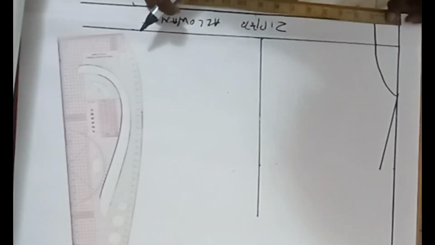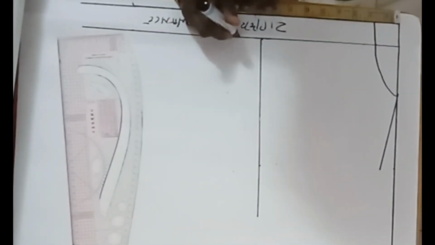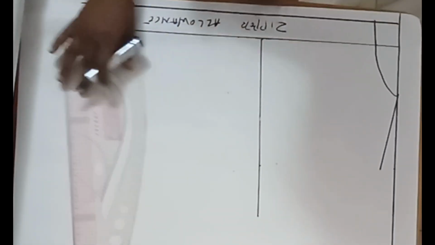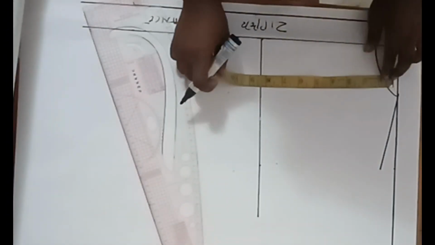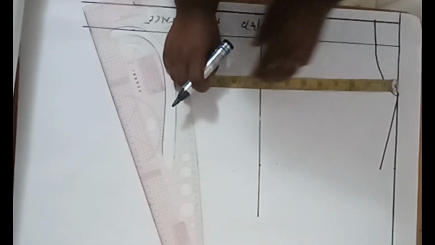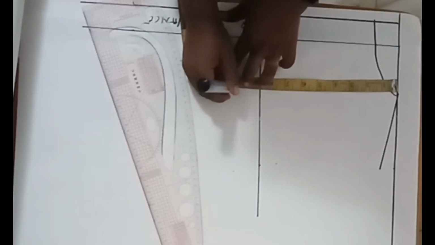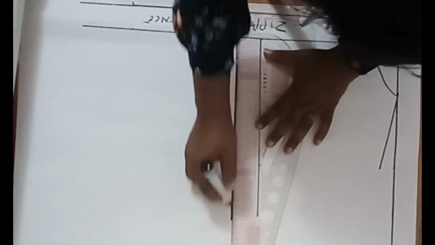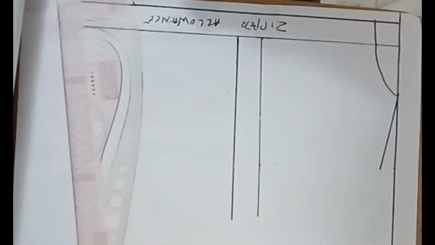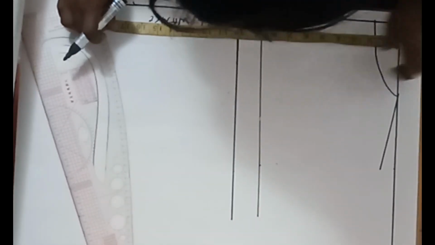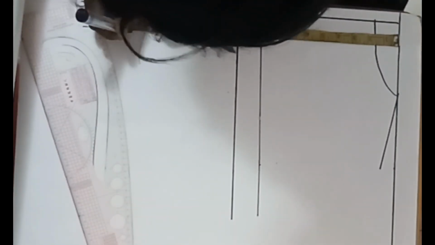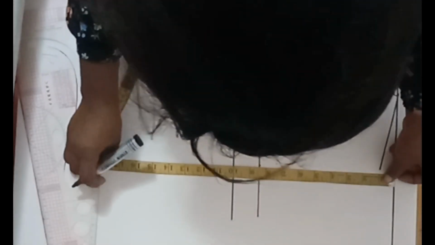Anyway, if you have a tracing wheel, you can use it to trace the front onto the back pattern, so you wouldn't need to measure all of this again. I'm just doing this so that if there are any parts you missed during the course of the front pattern, you can get them while watching this.